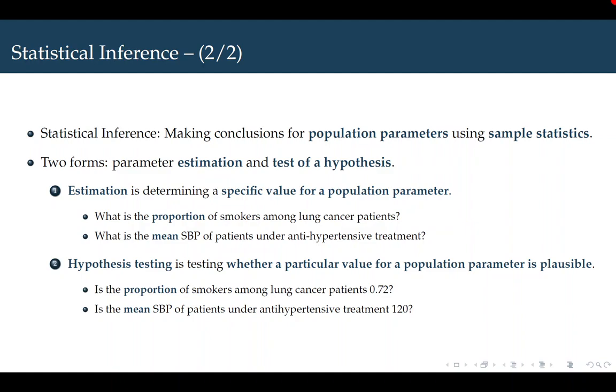So in the case of estimation, we need to estimate the value of the population parameter with a certain specific value. In the case of hypothesis testing, we have a certain assumed value, and we are interested in checking whether that value is plausible or not for the population parameter of interest.